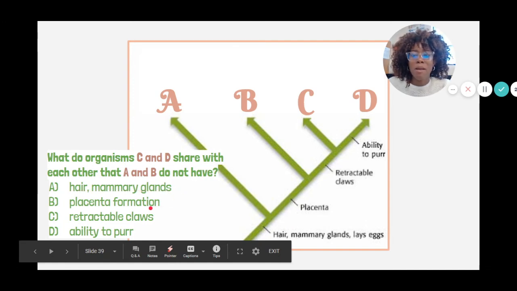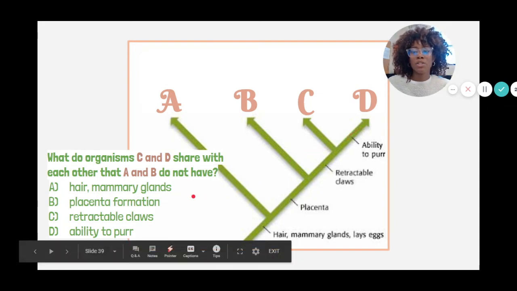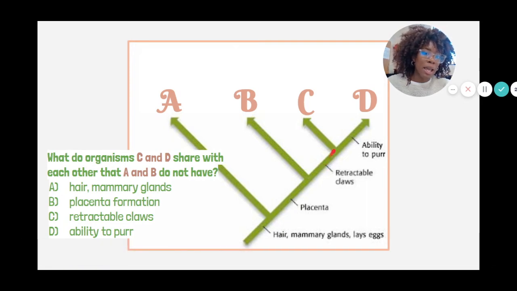How about B, placenta formation? So let's see, who has the placenta? B has the placenta, C has the placenta, and D has the placenta. So again, that cannot be the answer to this question. All right, let's look at retractable claws. Let's go and find retractable claws. Boop, retractable claws are here. Who has retractable claws? C has it, and D has it. So C and D have retractable claws. A and B do not. Well, then that's our answer.